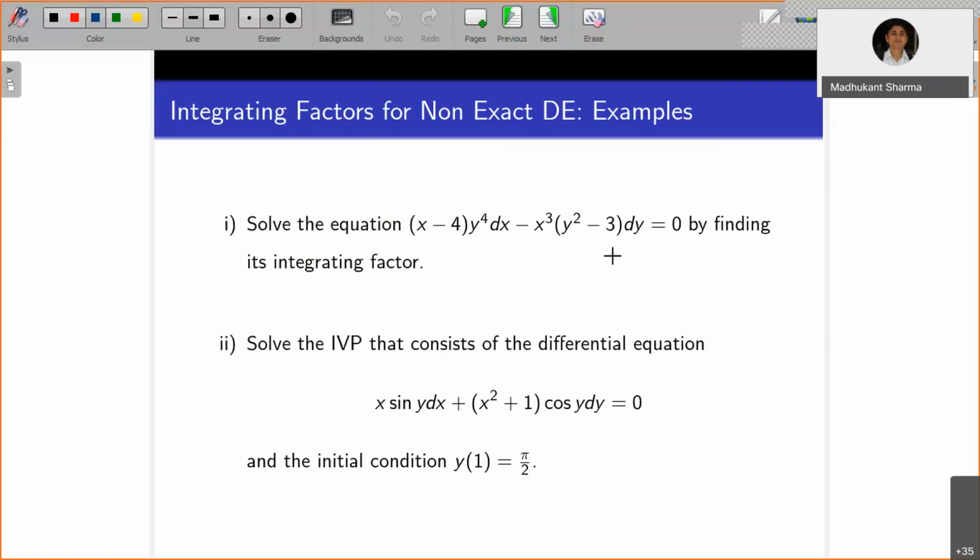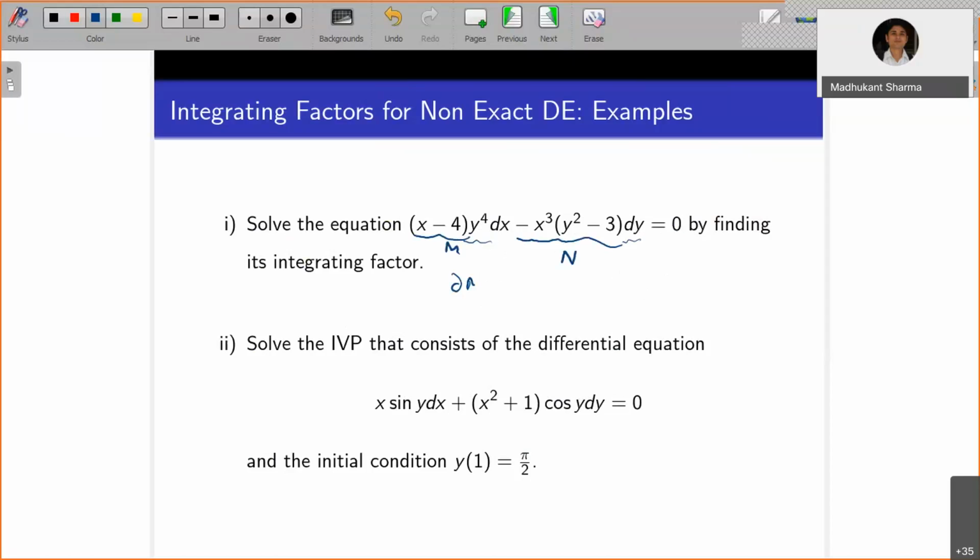Now see this equation here. It's very clear that y equals 0 is a solution for this, because y is 0, so the first term will be 0, and dy is also 0. So 0 minus 0 equals 0. So y equals 0 is a solution in this case. Now, let us identify M and N.